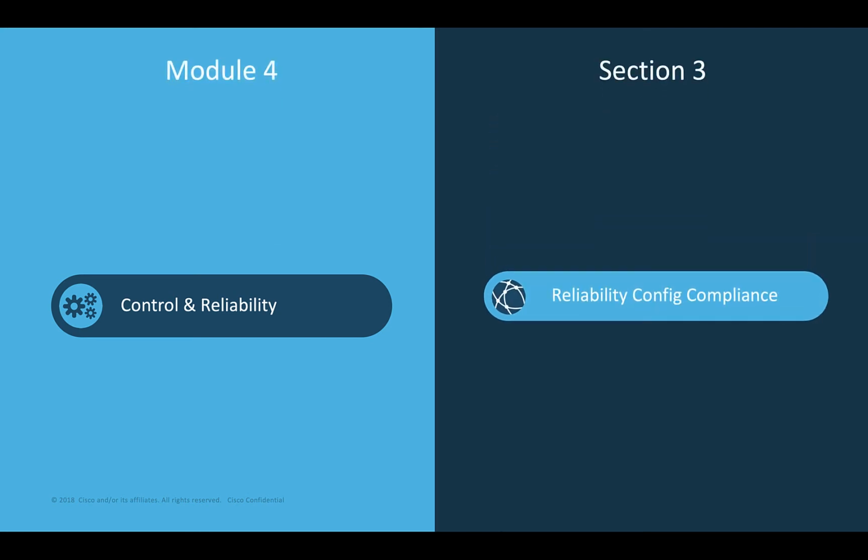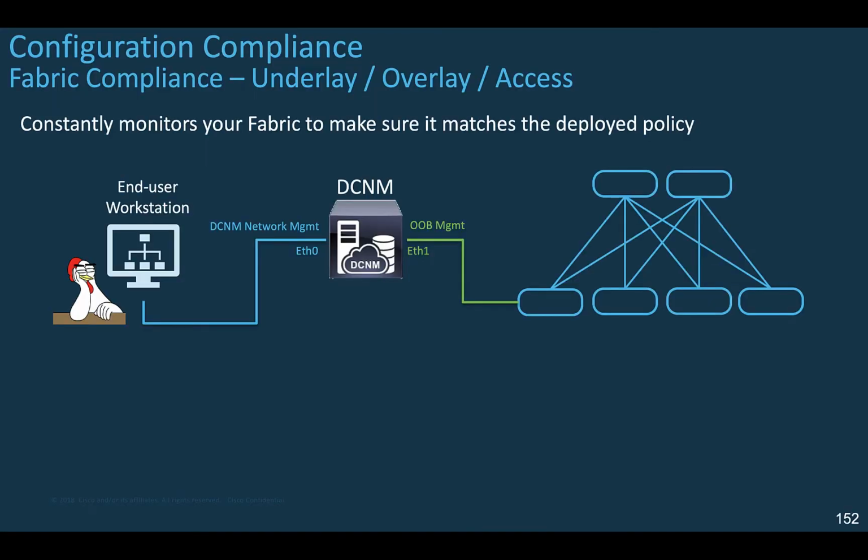Let's talk about the configuration using DCNM and understand why it is so reliable. DCNM continuously monitors your Fabric devices to make sure they all match the expected deployed policies. As we have seen, the policies come from small templates establishing the network models.